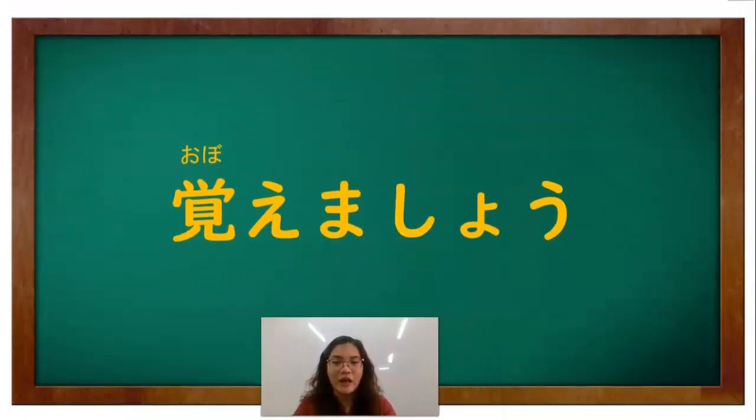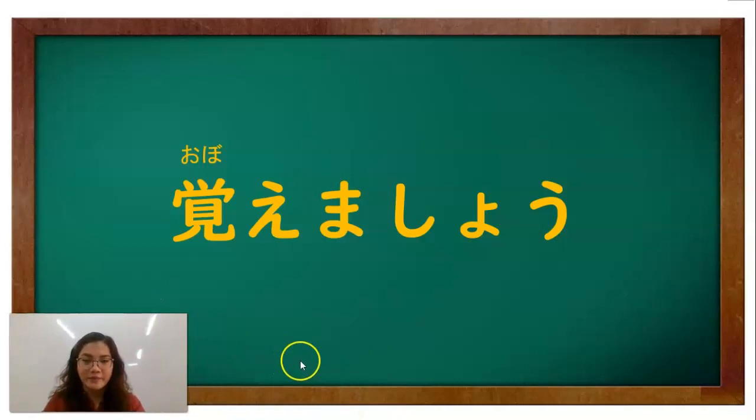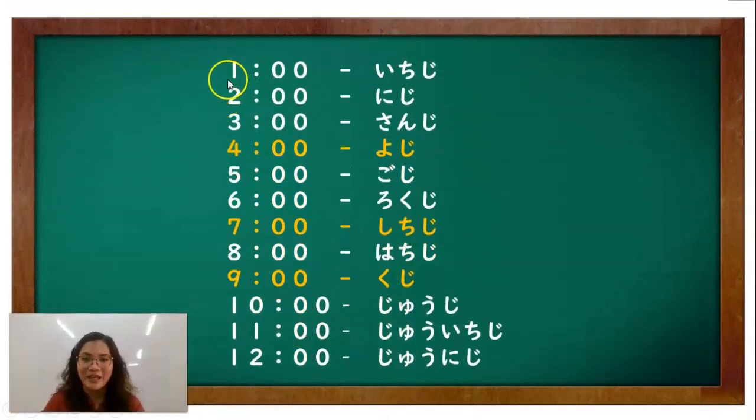Okay, so now let's memorize it. Oboimashou. Okay, so let's start again from 1 to 12. Ichiji, niji, sanji, yoji, goji, rokuji, shichiji, hachiji, kuji, juji, ju-ichiji, ju-niji.